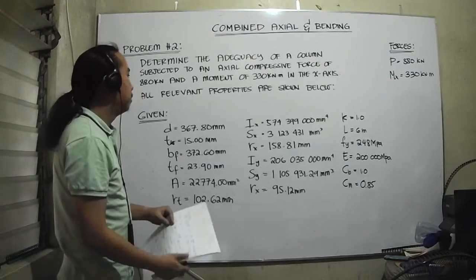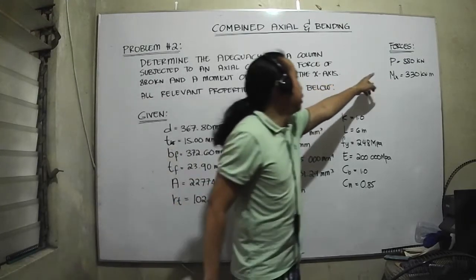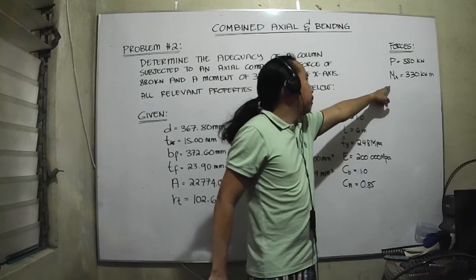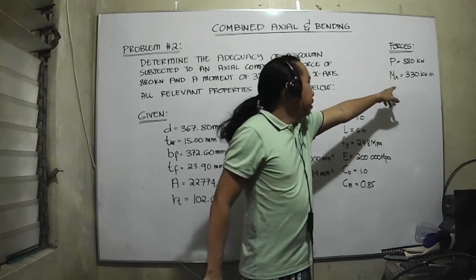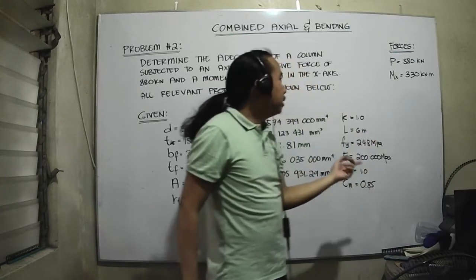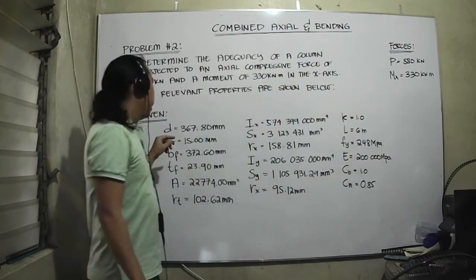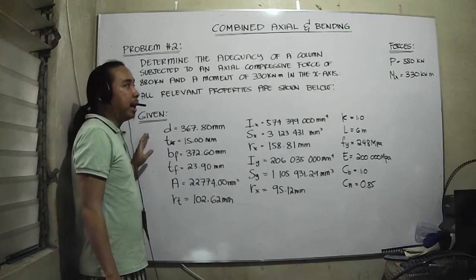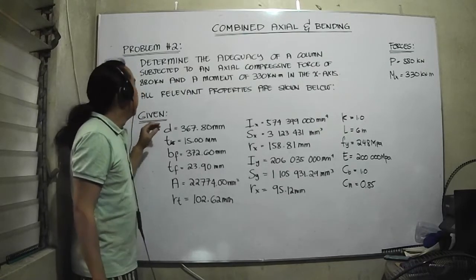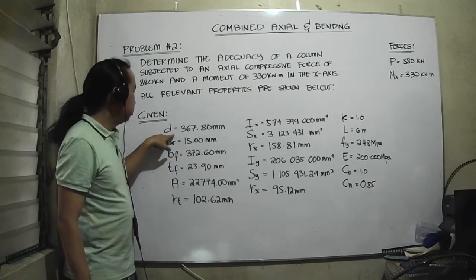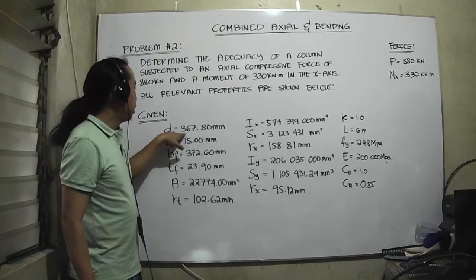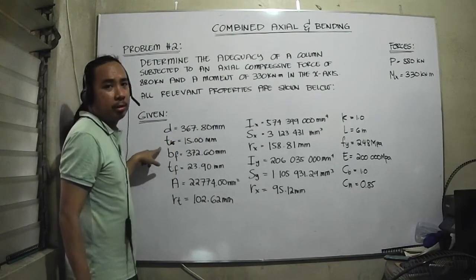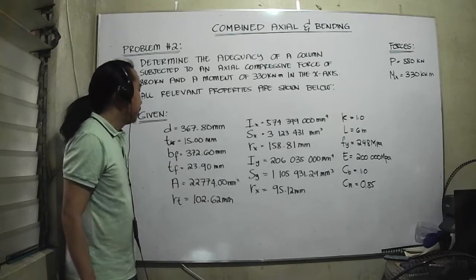Okay, I'll just point out that this force is the applied compressive force, 880 kilonewtons. We have our bending moment in the x direction, which is equal to 330 kilonewton meter. First, we get the properties of the flange. We're using an I-beam for this column. We have the depth of 367.80 millimeters, and the thickness of the web, which is equal to 15 millimeters.